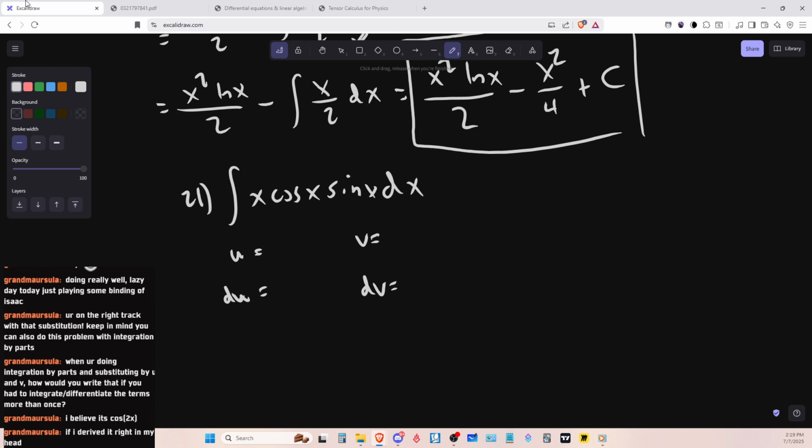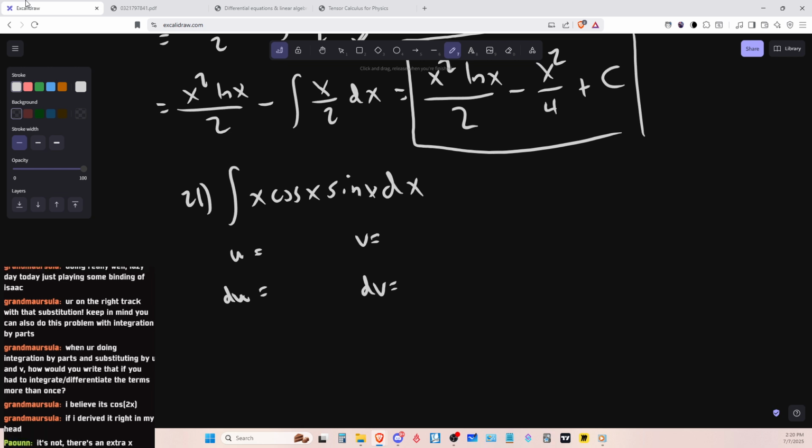I'm gonna Google it. Trig identity, cosine times sine. Let's see what that is. Oh, it says it's half. It's like half sine. So according to this, it would be like x times sine of 2.